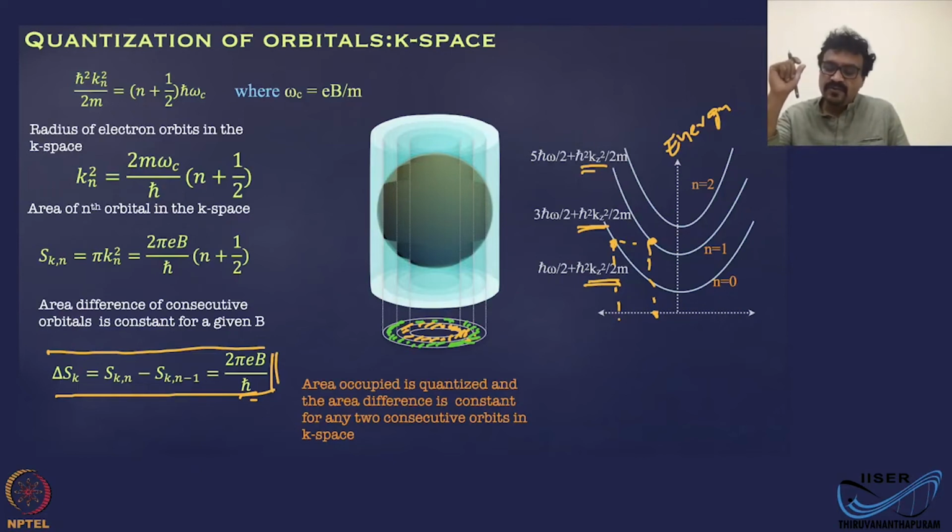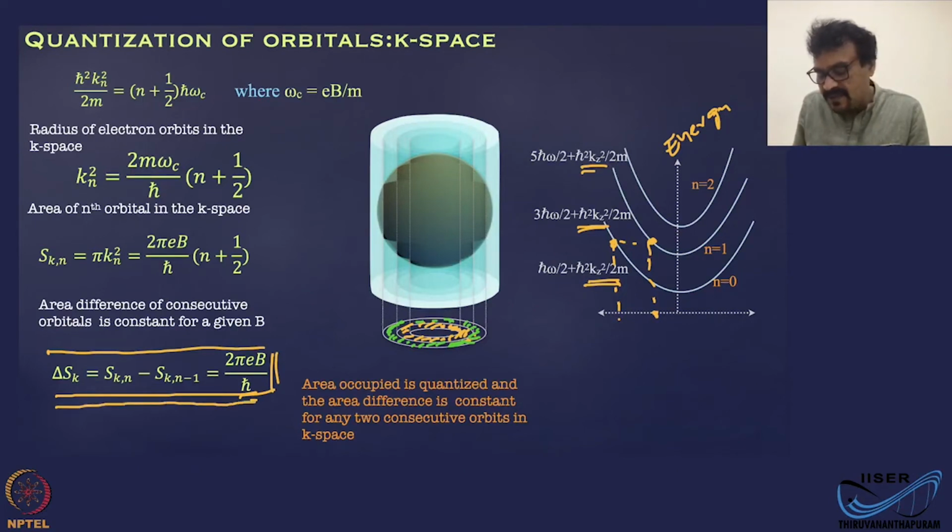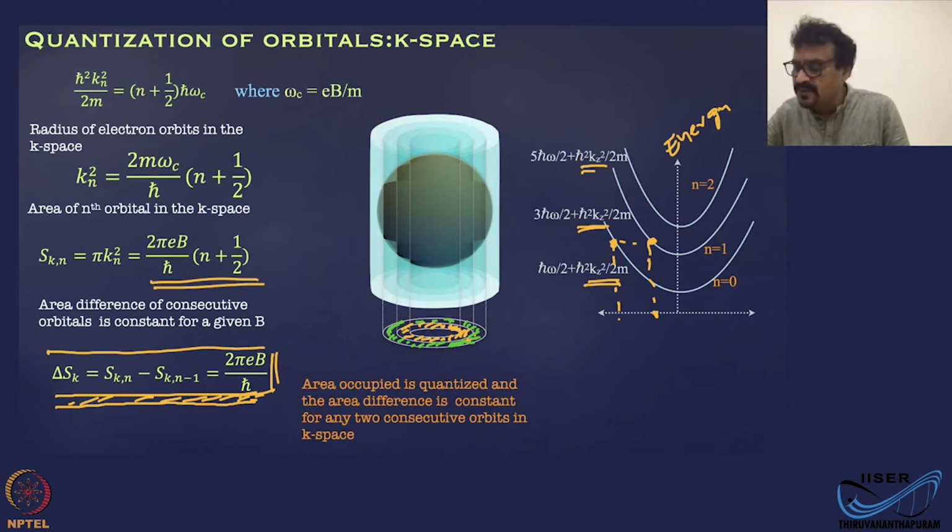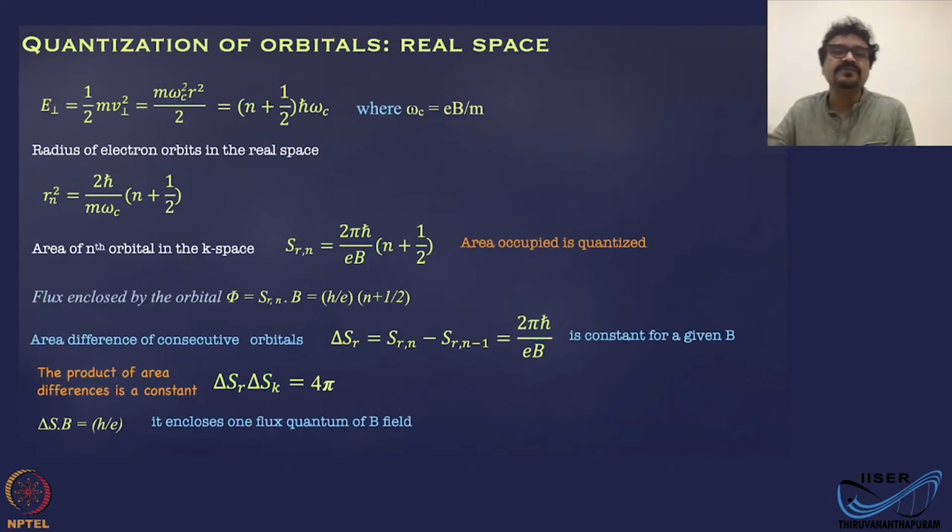Now, but the message we have is that the orbitals in k space are quantized by this relation. Orbital area is quantized, and the area difference between successive orbitals is the same for a given B field. Okay. Now let us try to look into what happens when you consider the real space orbitals. Okay.